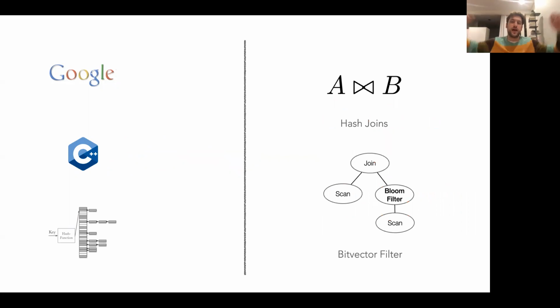And this similarly applies in many places inside databases. So you can see it inside of hash joins and OLAP databases, as well as in bit vector filters for filter predicate pushdown or Bloom filters inside LSM trees, and in many other places.